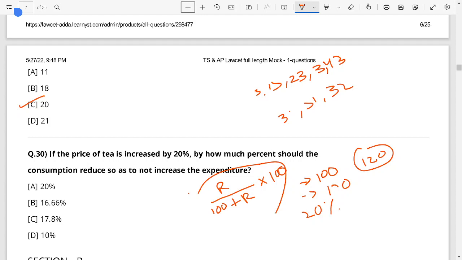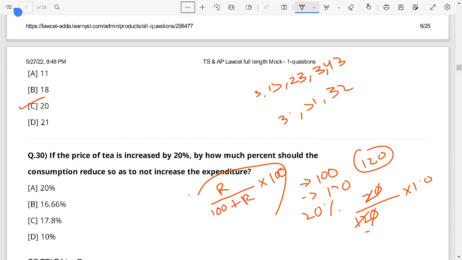Now we can write it like this also. If R is the rate of change, we can write 20 by 120, that is, 100 plus 20 will be 120, into 100. So we can cancel here, 1 by 6. So we will get 1 by 6 into 100. So this can also be written as 16.66. So we will get option B, that is 16.66, as the right answer.